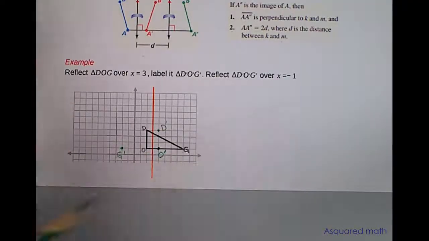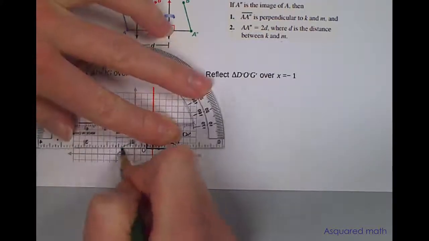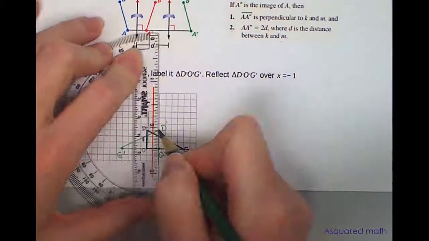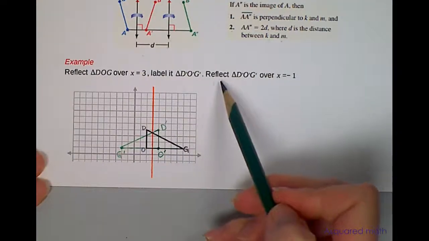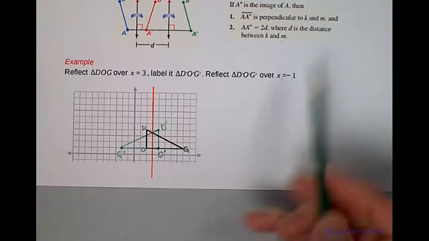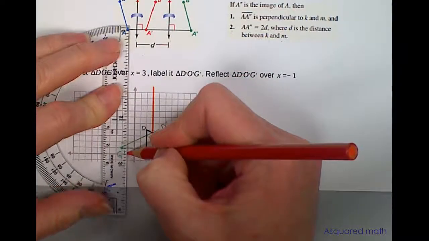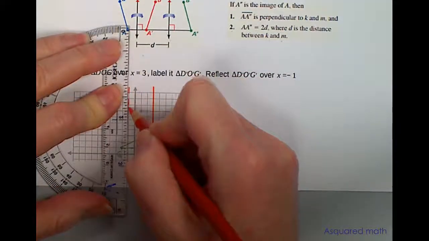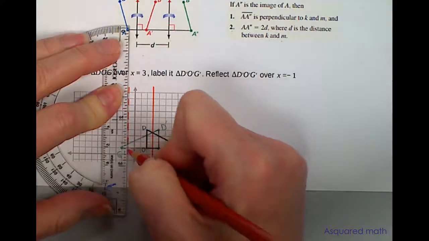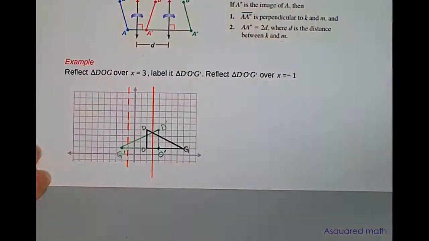This is G prime. If I connect my points here to get a visual of our reflected triangle, we get this green triangle here. The next step says to reflect D prime, O prime, G prime over x equals -1. Let's draw in an x equals -1 dashed line on this, just so I don't get my lines of reflection confused for this demonstration, and it's easier for me to visualize where everything is reflecting about.